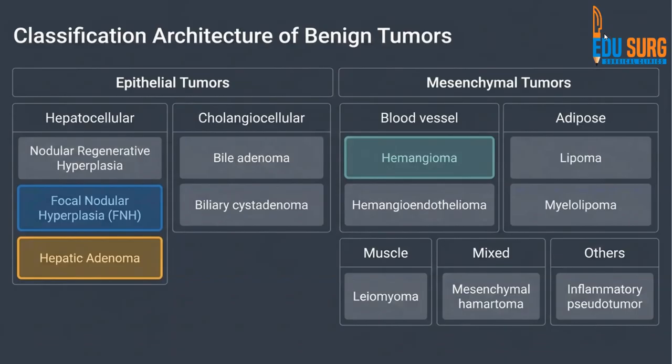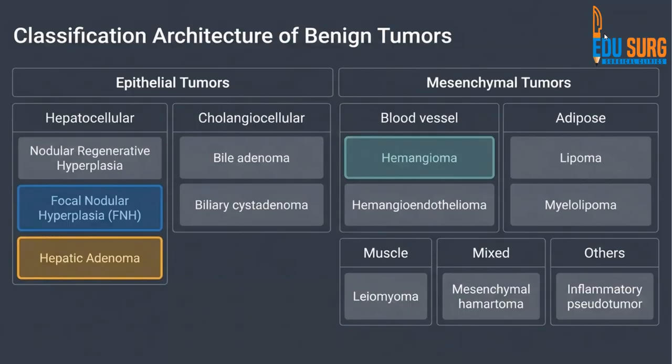Epithelial, basically, as we know, liver has two primary cellular structures: the liver cells, which are hepatocytes, and biliary cells, which are cholangiocytes. In hepatocellular epithelial tumors in benign group, the common ones are hepatic adenoma or liver cell adenoma and focal nodular hyperplasia. There can also be nodular regenerative hyperplasia, but that is less common. Overall, the most common in this group is a mesenchymal tumor, which is hemangioma. After hemangioma, the second most common is focal nodular hyperplasia.